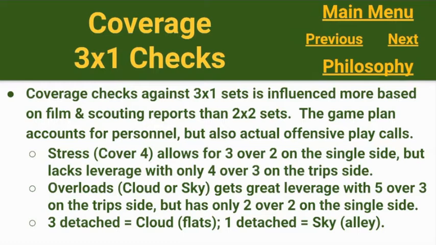Overload coverages such as cloud and sky has great leverage with 5/3 on the trip side, but now you're in one-on-one matchups on the single side, especially if the running back's set over there. You've got a defensive back on the single receiver. If he's the stud, you got to have a cornerback who is better than him, who's going to be able to shut him down, and then you might have matchup issues with a linebacker on the running back.